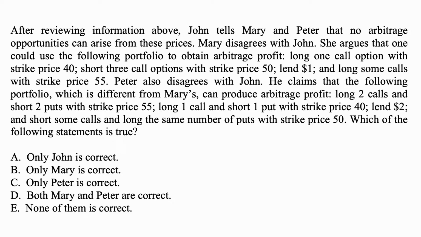Peter also disagrees with John. He claims that the following portfolio, which is different from Mary's, can produce arbitrage profit. Long 2 calls and short 2 puts with strike price 55, long 1 call and short 1 put with strike price 40, lend $2, and short some calls and long the same number of puts with strike price 50.